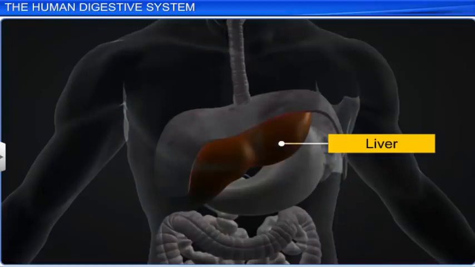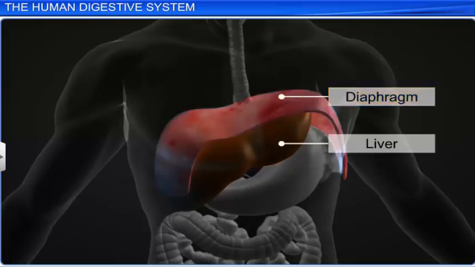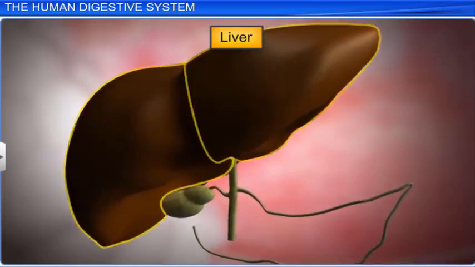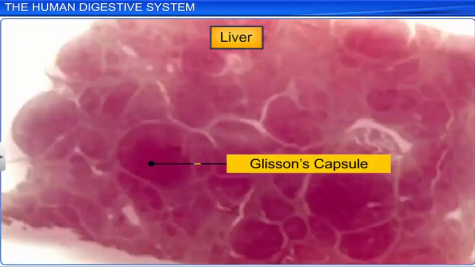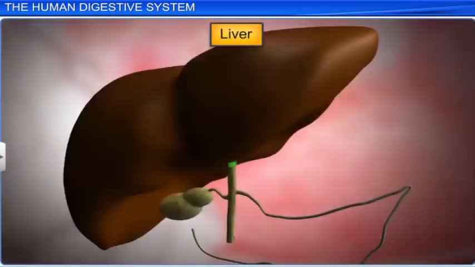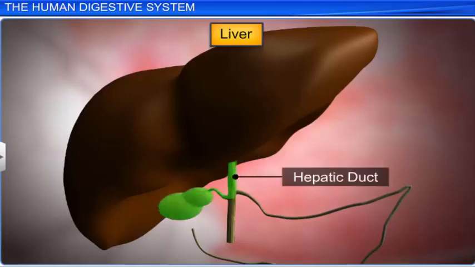The liver, the largest gland of the body, is located in the abdominal cavity just below the diaphragm. It has 2 hepatic lobes which are covered by a thin connective tissue sheath called the Glisson's capsule. These lobules contain hepatic cells called hepatocytes, which are arranged in the form of cords. The bile secreted by the hepatic cells passes through the hepatic ducts and is stored and concentrated in the gallbladder.